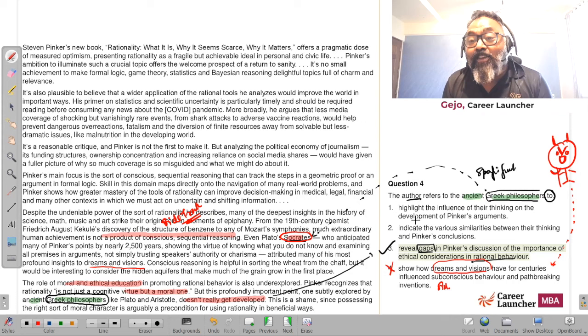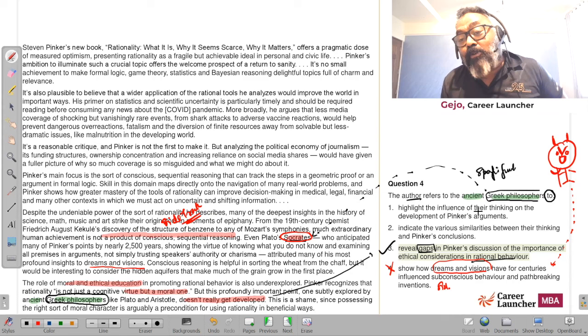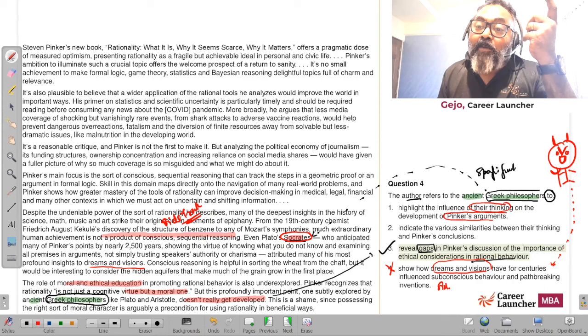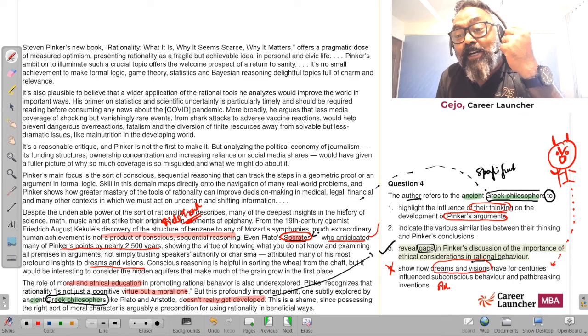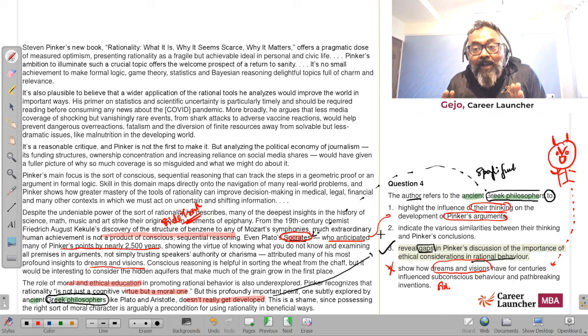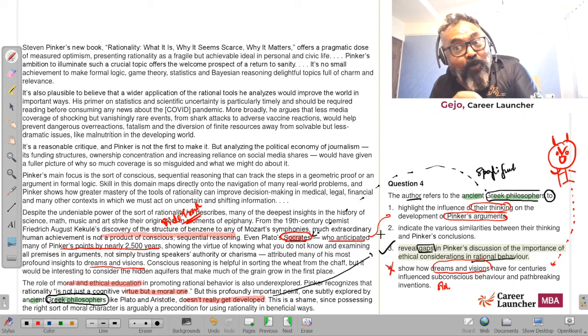Look at it. Highlight the influence of their thinking on the development of Pinker's argument. You know where this question is picking from? This part: who anticipated Pinker's point 2,000 years ago. Its one twisted version is this: highlight the influence of their thinking on the development of Pinker's argument. That is, Pinker wrote the book taking the idea from Greek philosophers. That is what it is suggesting, but it's a twisted version of this.